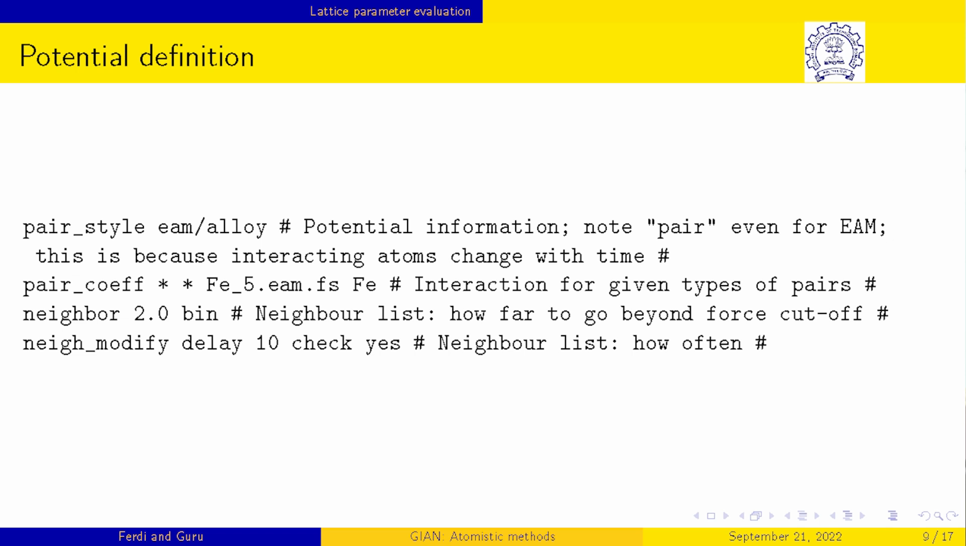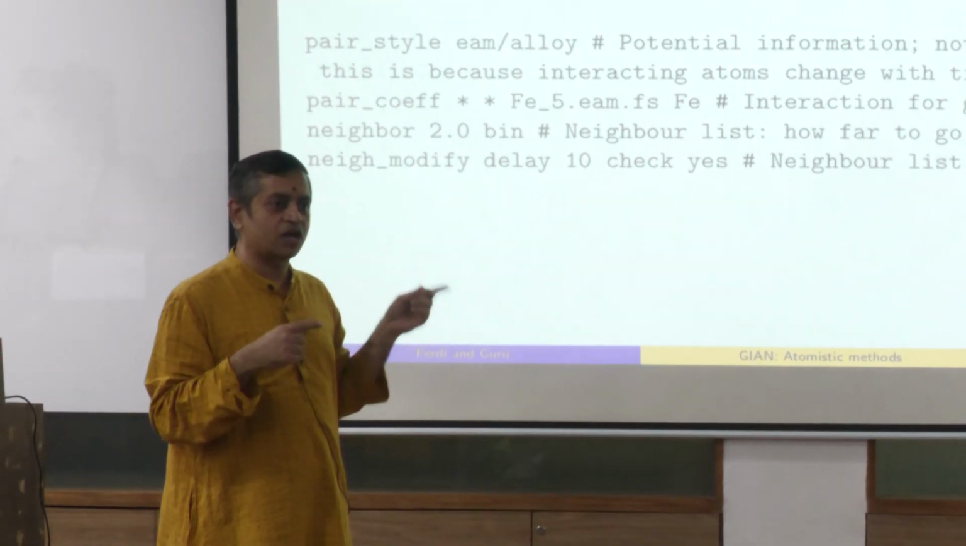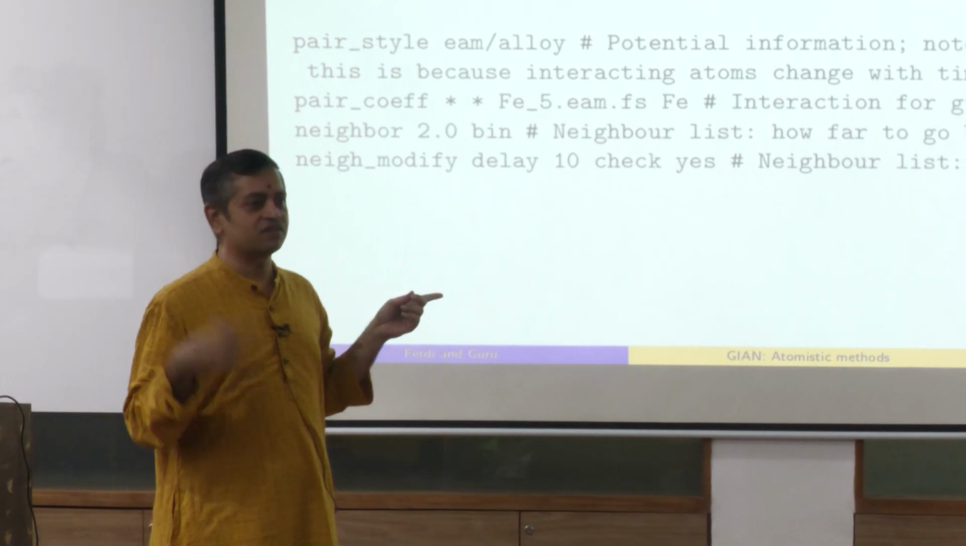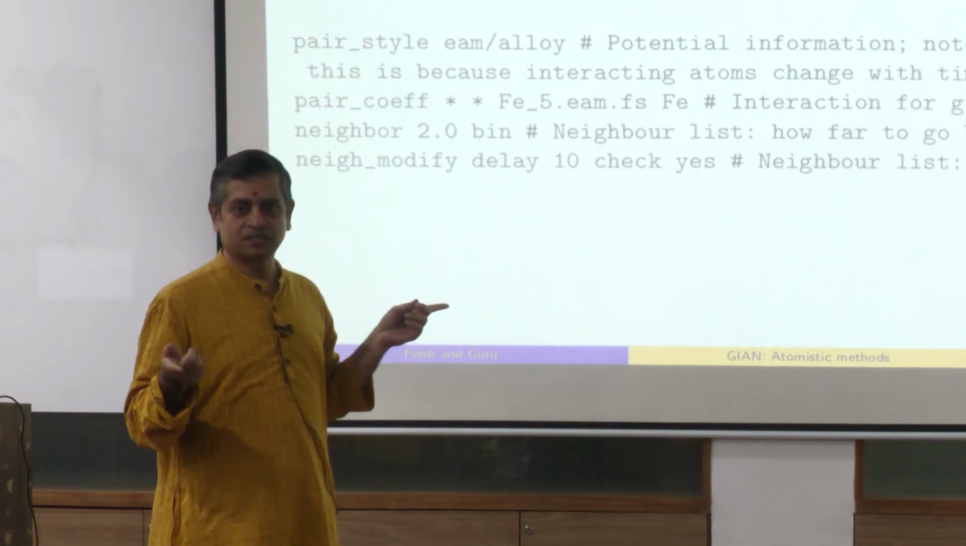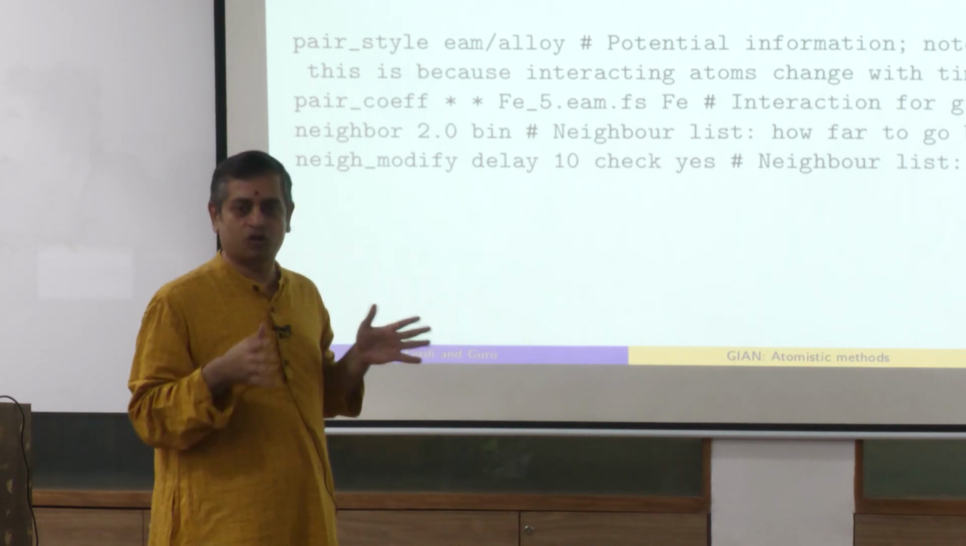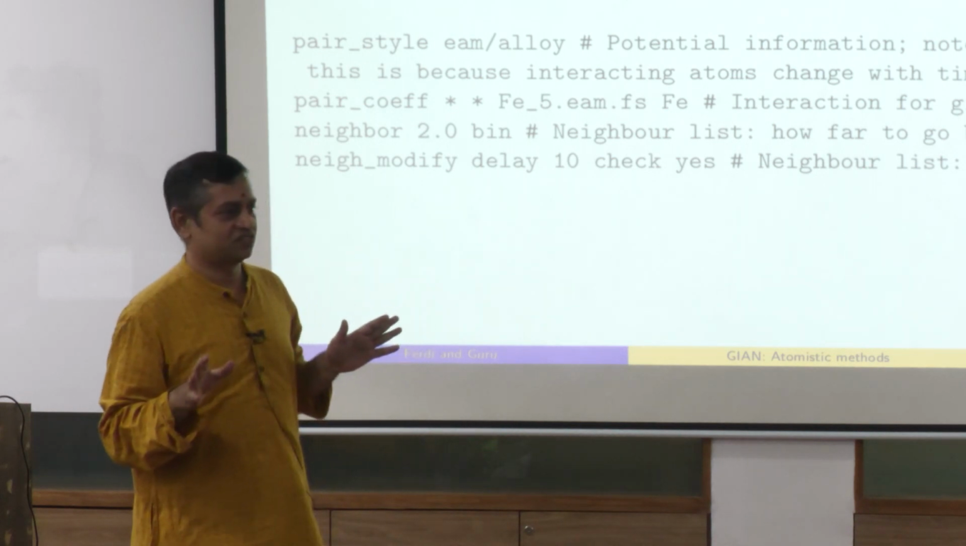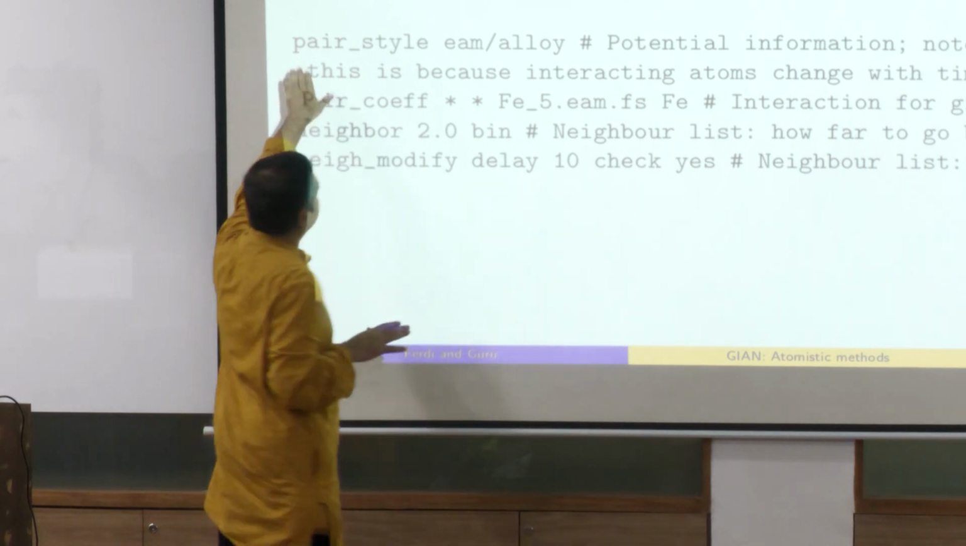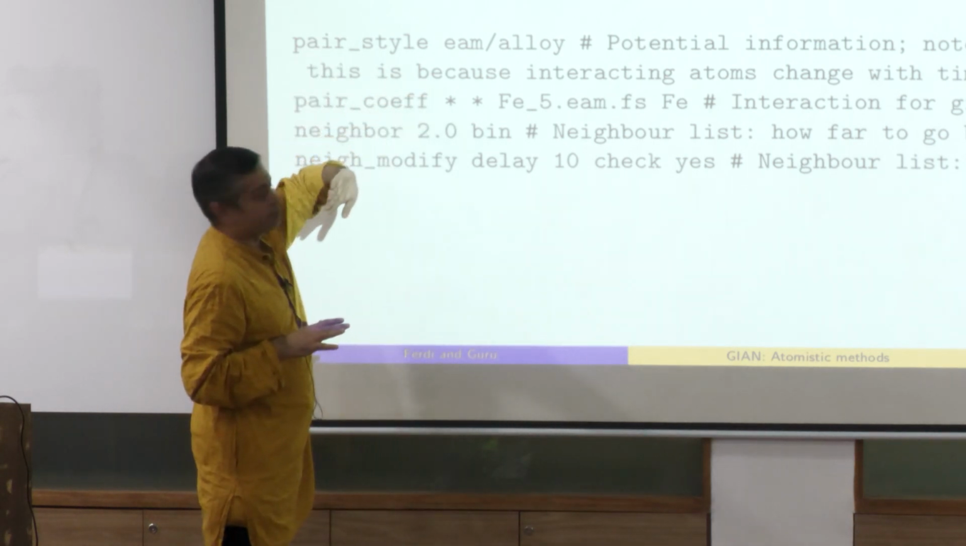You just saw that EAM is actually not just pair, it also has electron cloud information. But as far as LAMMPS is concerned, it is considered pair because it has to generate the neighbor list. So any potential for which it has to generate a neighbor list, that is, any potential which has a pair component, is a pair potential. EAM is not strictly a pair potential, but the pair style is EAM alloy.